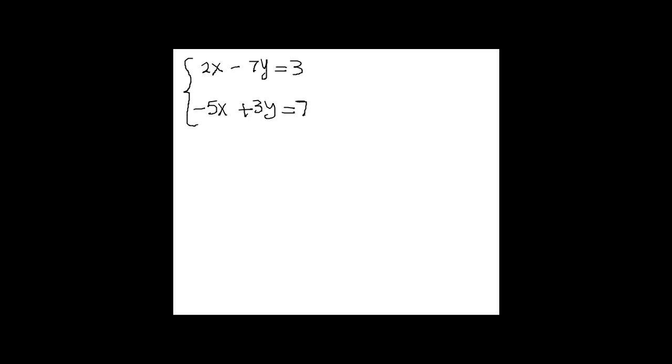Now with the addition method, let's understand the concept. We pick one of the variables, either one, and then your goal is to make the coefficients of that variable opposite of each other. So when I add them up, those two cancel, go to 0. So let's go ahead and make the coefficient of x opposite of each other.